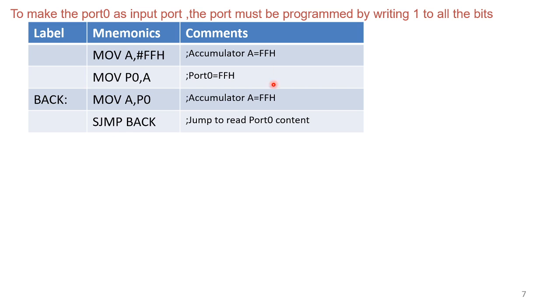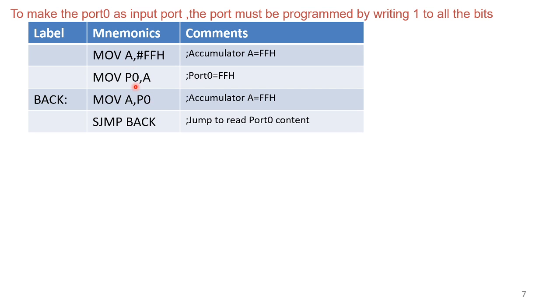Now how is it done? By using this instruction. The assembly language program we write like this: label field, mnemonics and comments. So MOV A, #0FFH. So immediately FFH data moves into the accumulator register. So the accumulator has all ones, that is 8 ones, F and F. Then MOV P0, A. So these all ones move into port 0. So port 0 bits are now all ones.